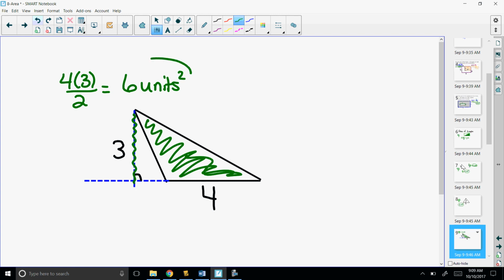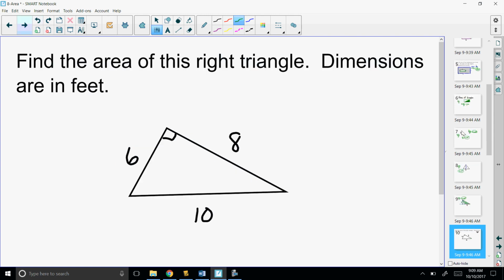Just keep in mind where your height can appear. Whether it's a right triangle, it's one of the sides. If it's acute, it ends up inside the triangle, and if it's obtuse, it ends up outside of the triangle. So there's the differences with triangles. I need you to find the area of this right triangle. Dimensions are in feet. You get 1 minute with your partner. Go.